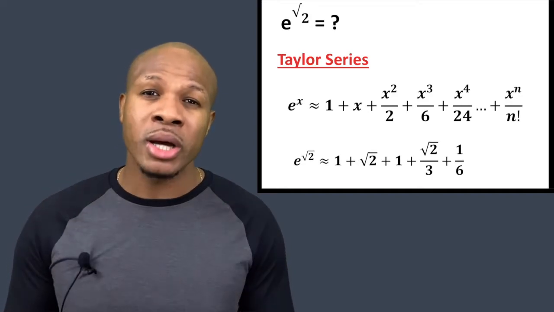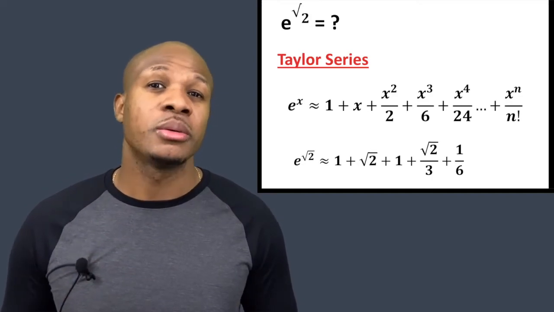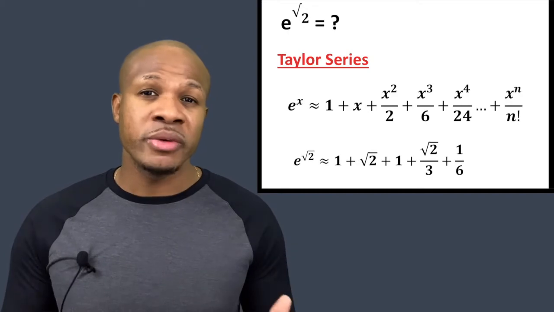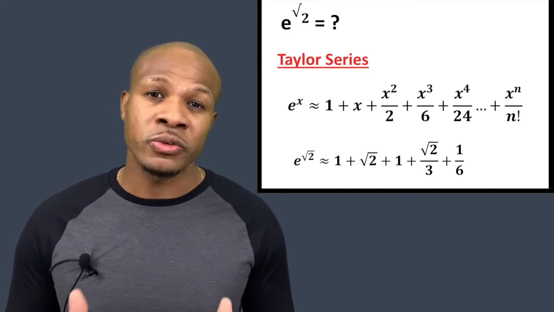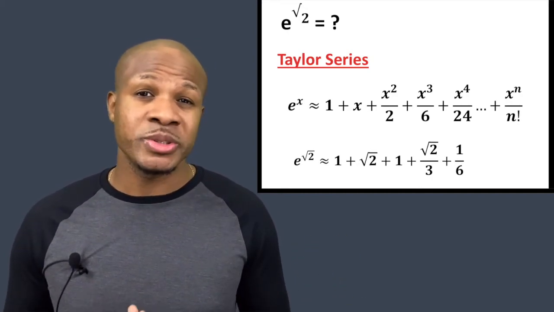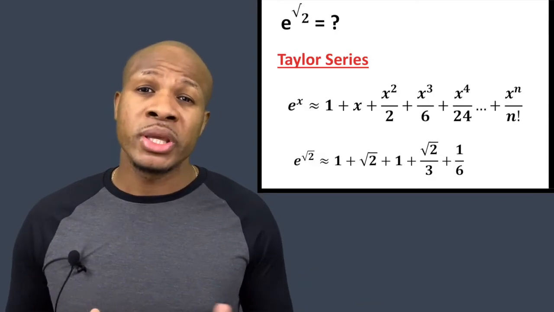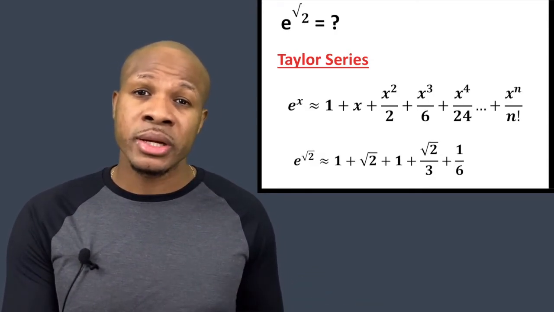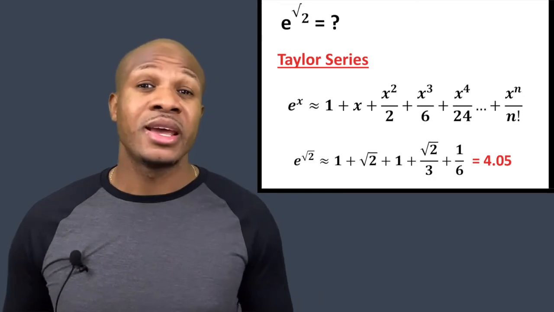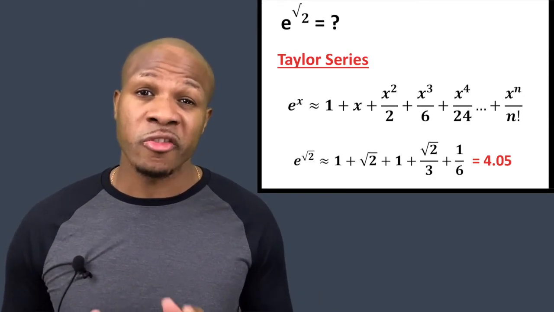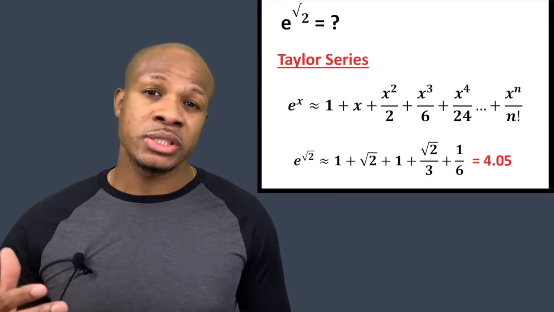So we would get 1 plus square root of 2 plus 1 plus the square root of 2 divided by 3 plus 1 over 6. And knowing that the square root of 2 is approximately 1.41, we can approximate this quantity here to be 4.05. And that is very close to the right answer of 4.11, which is what e to the square root of 2 is.